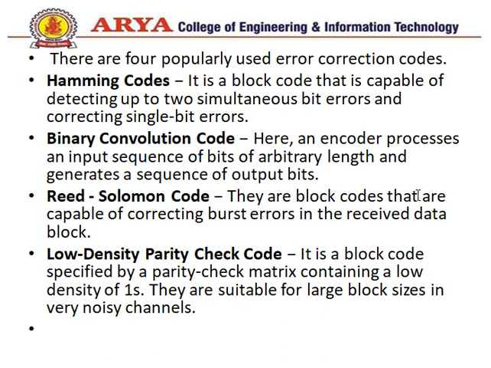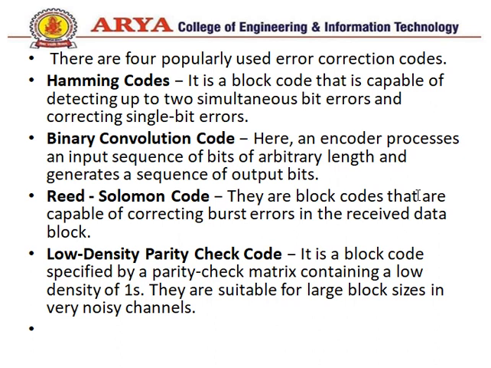There are four popularly used error correction codes. Hamming code: it is a block code that is capable of detecting up to 2 simultaneous bit errors and correcting up to a single bit error. Binary convolution: here the encoder takes an input sequence of bits of arbitrary length and generates a sequence of output bits. Next is Reed-Solomon code.